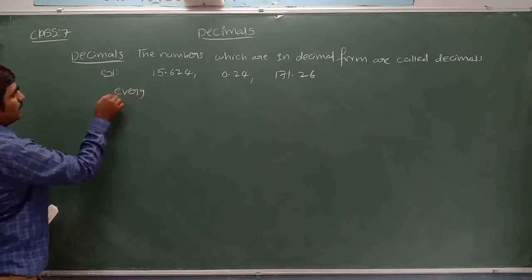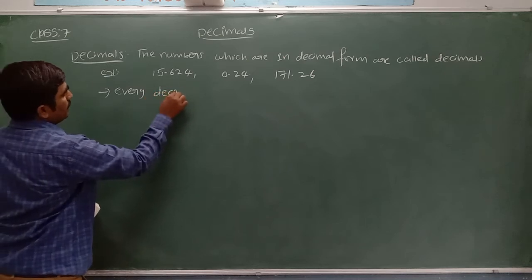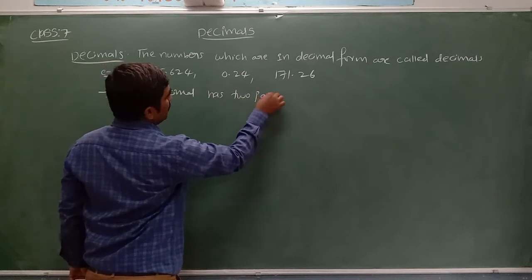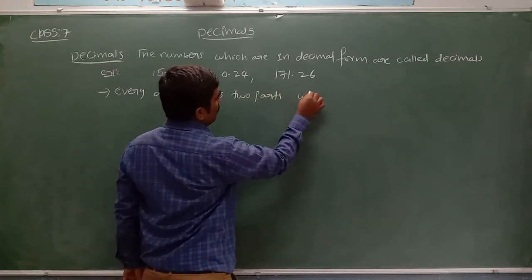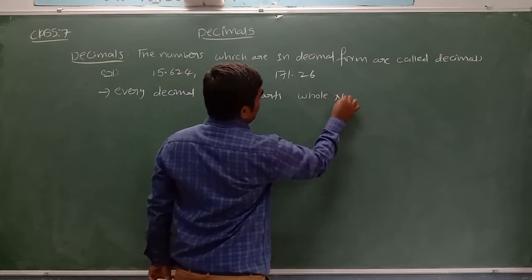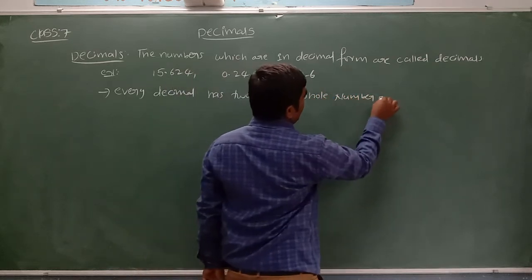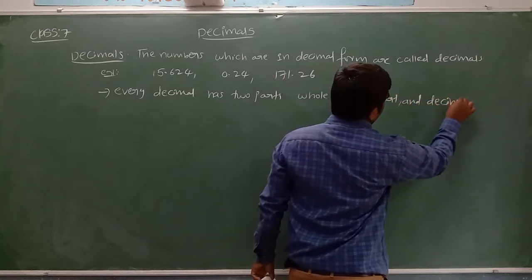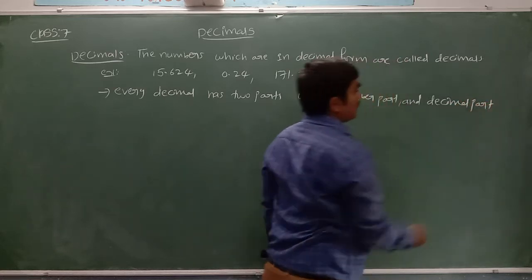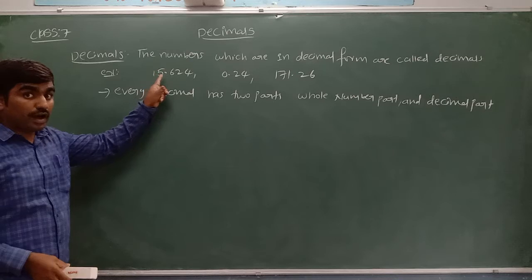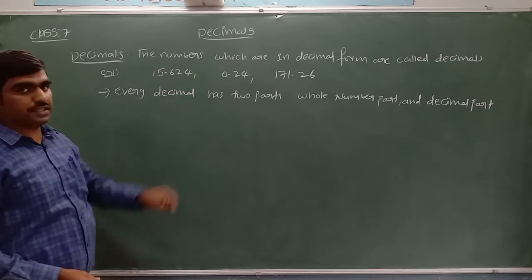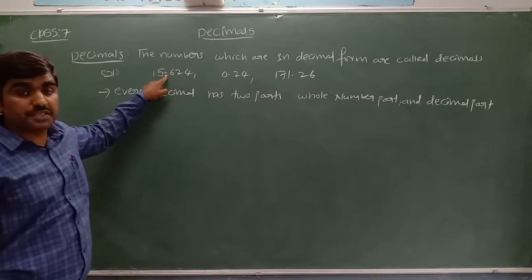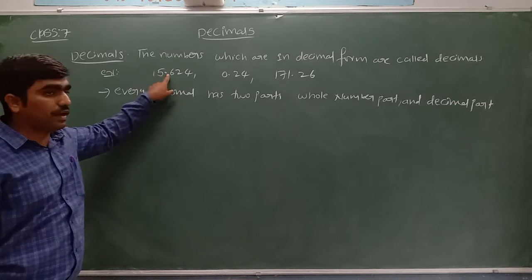What can we write now? Every decimal has two parts: the whole number part and the decimal part. Before the decimal point we call it the whole number part. After the decimal point we call it the decimal part. The whole number part and decimal part are both separated by a point, which is called the decimal point.